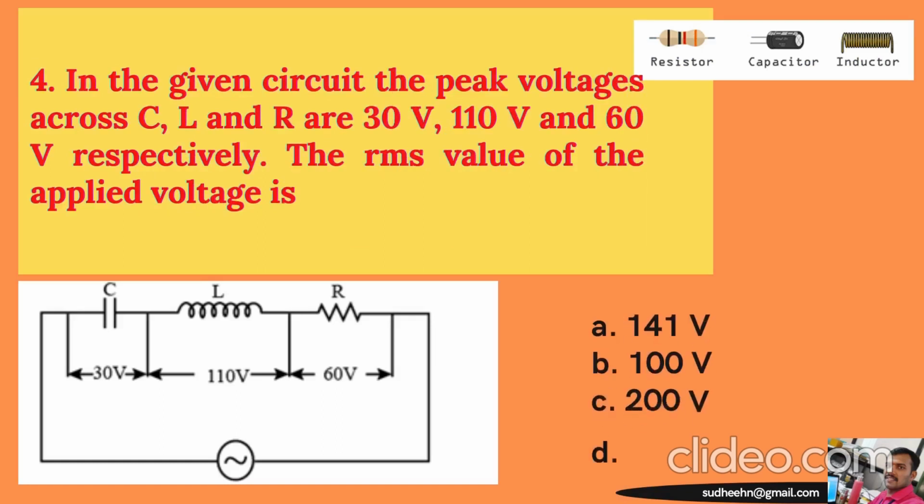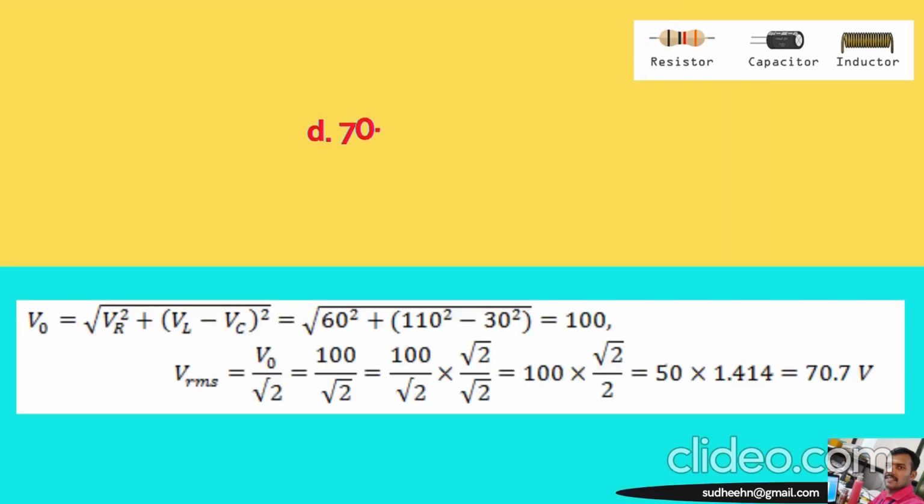Next, question number 4. In the given circuit, the peak voltages across a capacitor, inductor, and resistor are 30 volt, 110 volt, and 60 volt respectively. The RMS value of the applied voltage is: option A 141 volt, option B 100 volt, option C 200 volt, and option D 70.7 volt. And the right answer is option D, that is 70.7 volts.